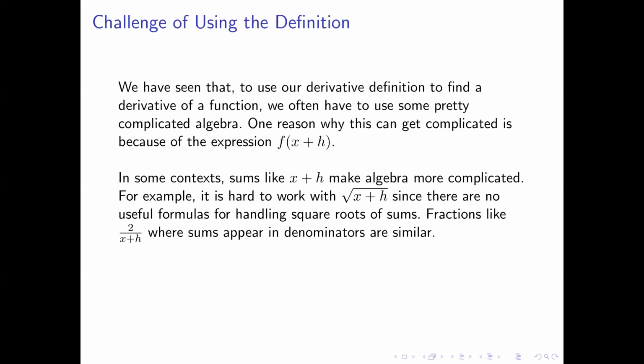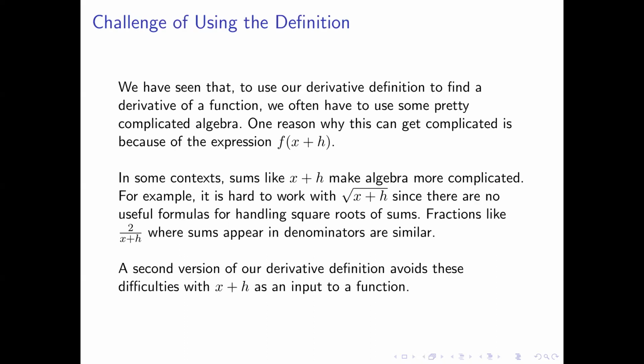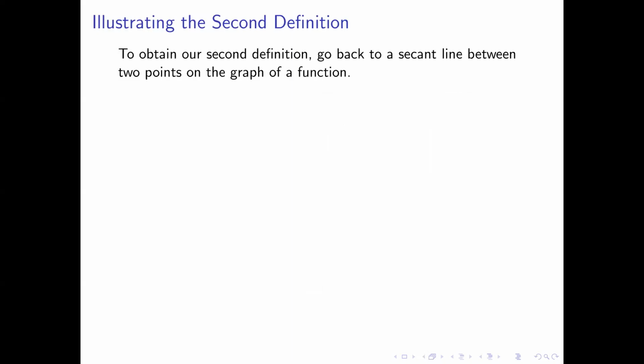The same thing comes up when you have, say, a fraction with a sum in its denominator, something like 2 over x plus h. Right? There's not really a good way to break that up in a way that makes it easier to work with. So the second version of a derivative definition that we're going to take a look at now avoids these problems because the x plus h part of the definition we've been using does not appear in this other definition. Let's take a look at that second definition.